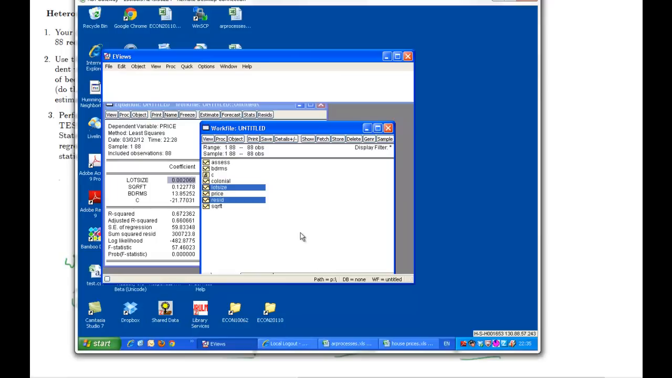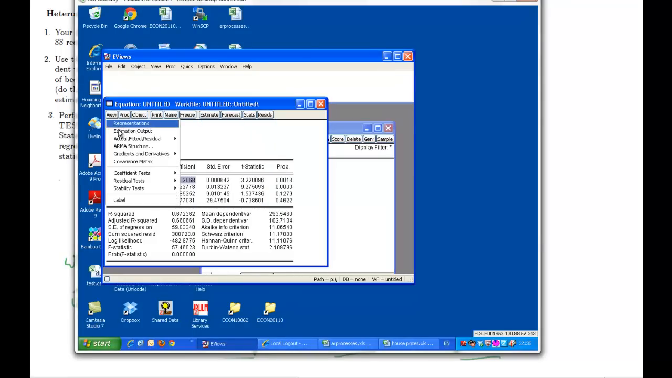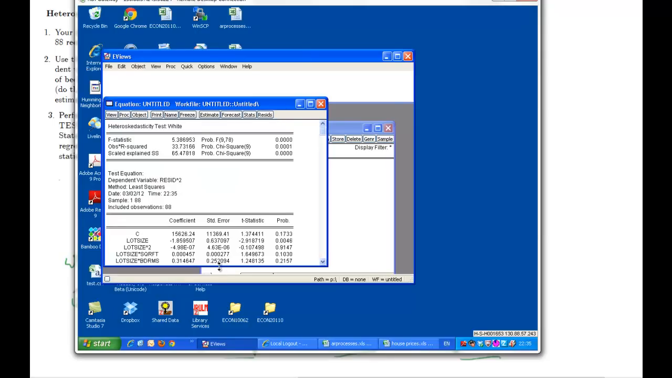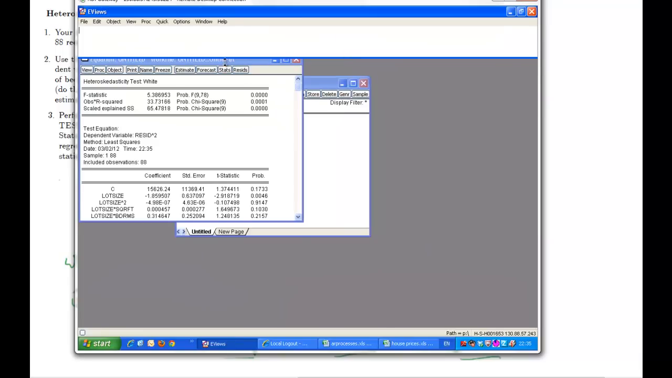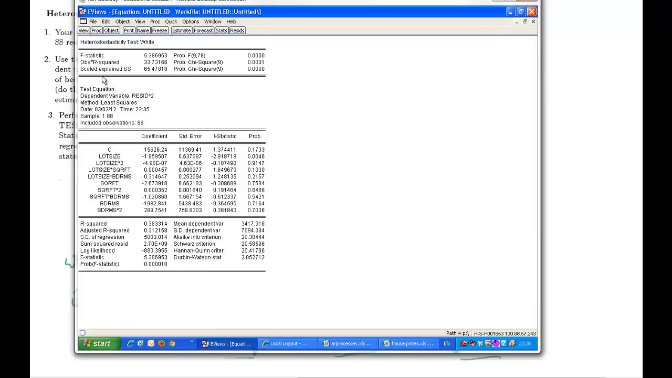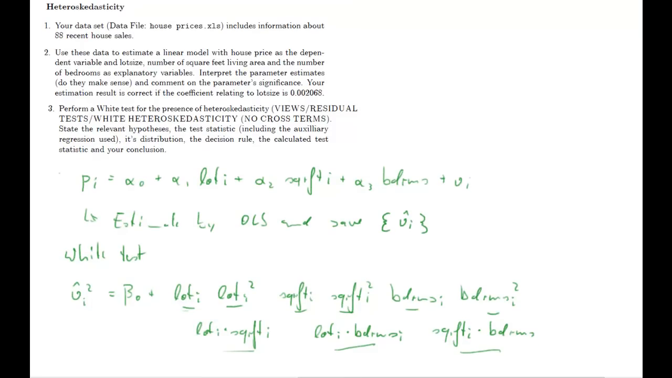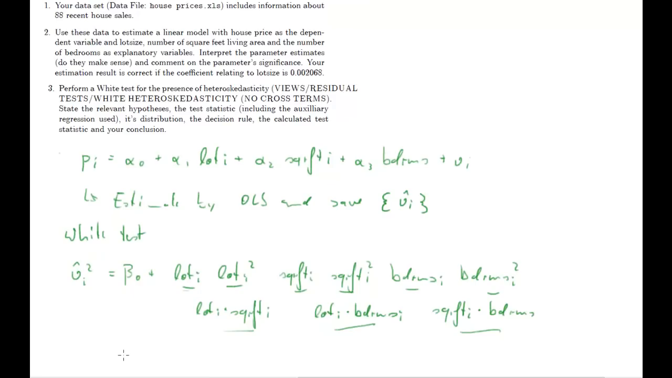So let's go to EViews. Here's our regression model. So we go to View, Residual Tests, Heteroscedasticity, and now here's a White test option. Let's include the cross terms, and what we get is the following regression result. Okay, we get our 9 explanatory variables. We have an R squared of 0.383. So let's write that down. From this regression we get an R squared of 0.383, and N is 88, we have 88 observations.